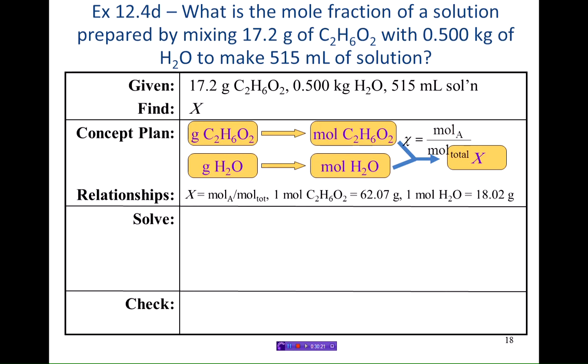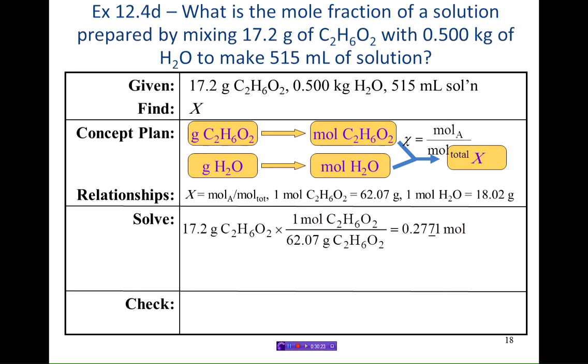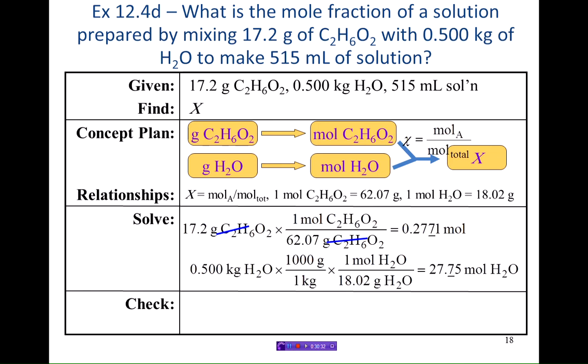So again, calculation of the moles of the solute. The grams will cancel out. And here's our calculation for the moles of water. We take our mass of the water, which is 0.5 kilograms, convert from kilograms to grams, so the kilograms will cancel out. Now that we're in units of grams of water, we divide by the molar mass, 18.02 grams per mole. Grams will cancel out, and that'll give us moles of water. So the kilograms cancel out, the grams of water cancel out. Now we've got moles of water.